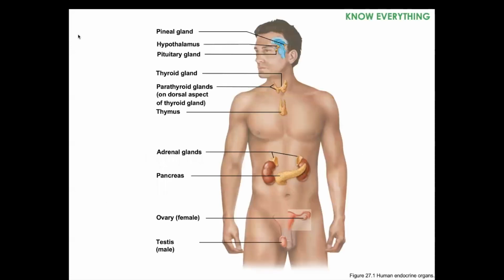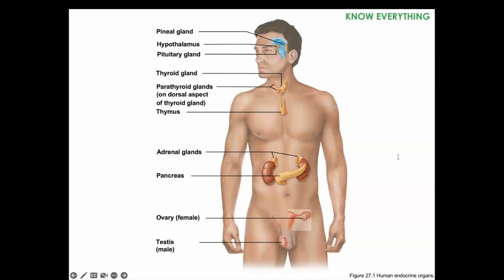So this image shows the endocrine organs of the human body. Starting at the top, we have the pineal gland, the hypothalamus, and the pituitary gland. And they can all be found within the brain. And these are considered the control center for the other endocrine glands in the body. In the throat, we have our thyroid and parathyroid glands. The parathyroid glands are located on the dorsal or backside of the large thyroid gland. You may also hear some people describe the thyroid gland as having a butterfly shape.